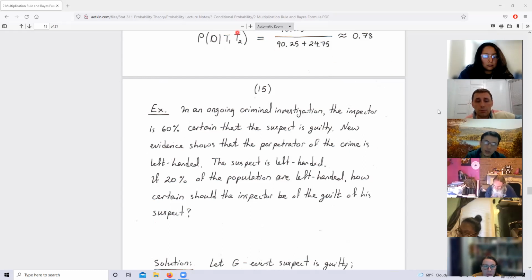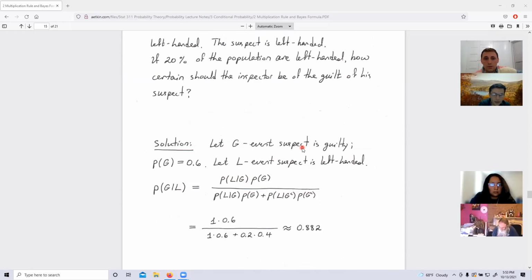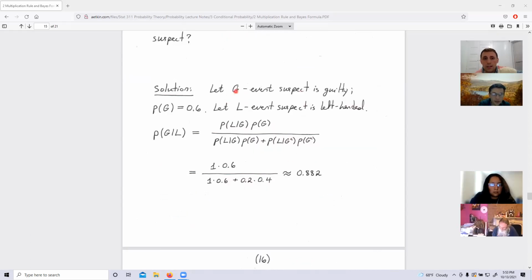We have to really have a good representation in symbols, right? So in this case, it's not too bad. So G is the event that the suspect is guilty, right? So it's the property that assigns to each universe in which this particular guy is guilty. And we know that the probability is 0.6, and Left is the event that the suspect is left-handed. We now want to know the probability of guilty given left-handed.